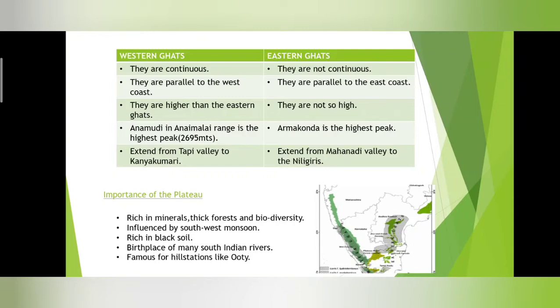Anaimudi is the highest peak in South India. Along with that, it is the highest peak in the Western Ghats. Armakonda is the highest peak in the Eastern Ghats. The Western Ghats extend from the Tapi Valley till Kanyakumari. Likewise, the Eastern Ghats extend from the Mahanadi to the Nilgiris. These two, the Western Ghats and the Eastern Ghats, meet at a place called the Nilgiris.